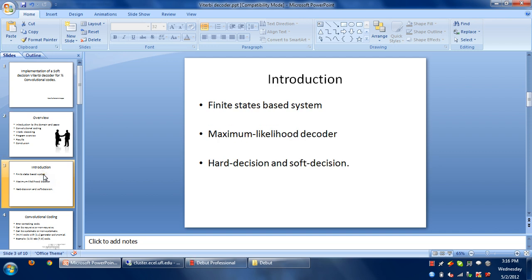To introduce this system, we are talking about finite state based systems. So the convolution coder and the Viterbi decoder both are finite state machines, and this gives them particular advantages like implementation on hardware. Viterbi decoder is a maximum likelihood decoder in the sense that it uses the best branch metric to take the decision, and this is a greedy algorithm by which it gives the best results. There are two types of decoders. One is the hard decision and the other is soft decision. More about it in the next slides.